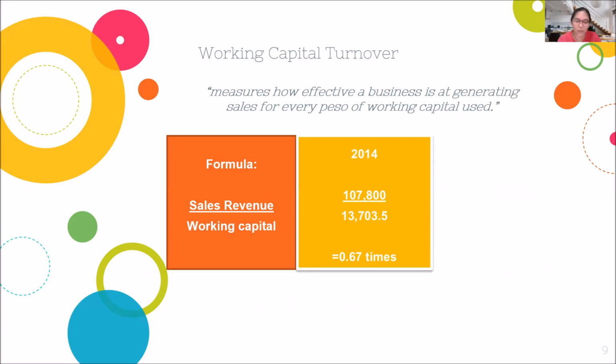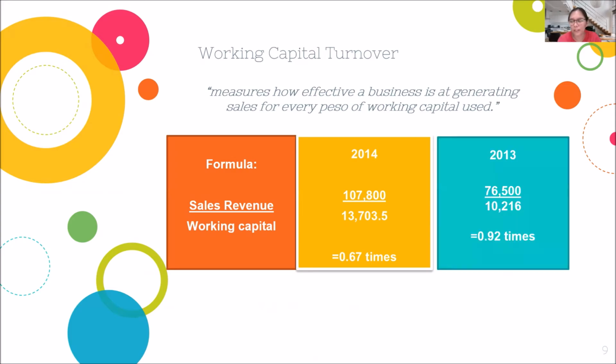So let's try to do this, the working capital. Okay, in 2014, it's 0.67 times, and in 2013, it's 0.92 times. So as you can see, mas mababa based on debt. Kasi mamaya as we go along with the debt utilization, makokonsider natin yun. Dito after deducting.